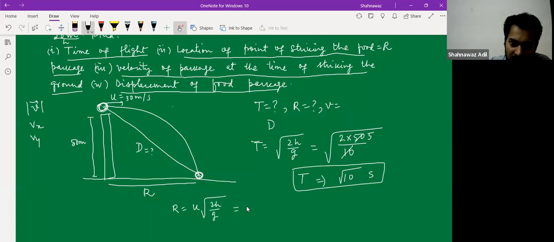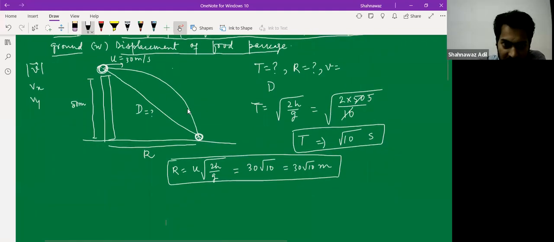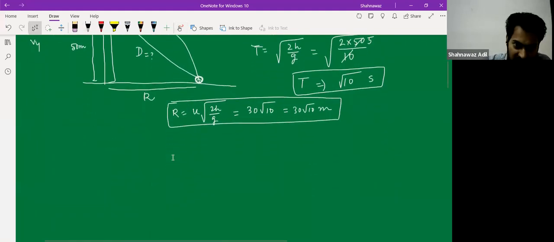Okay. So U is what? 30 meter per second. And we calculated this, which is root 10. So 30 root 10 meter. Okay. And now we will have to calculate the velocity. So let's first calculate the x.